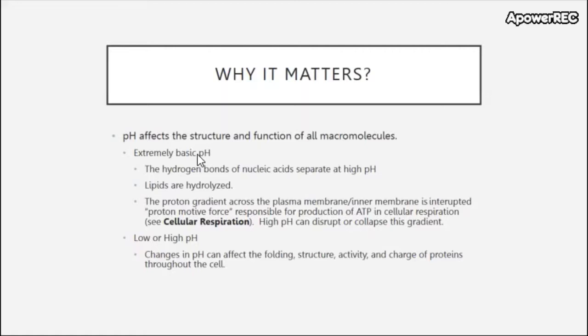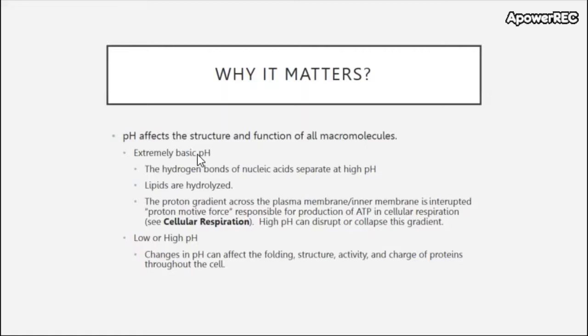Lipids, which, if you remember, are important for our membranes and intracellular organelles and different things like that, start to become hydrolyzed. So they start to break apart, so our membrane stability goes down.